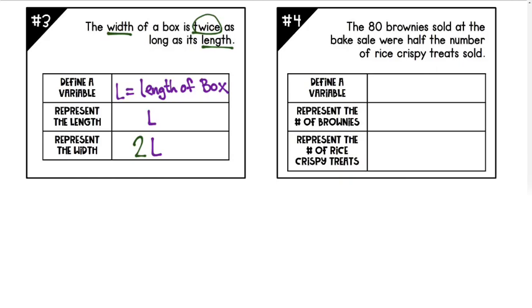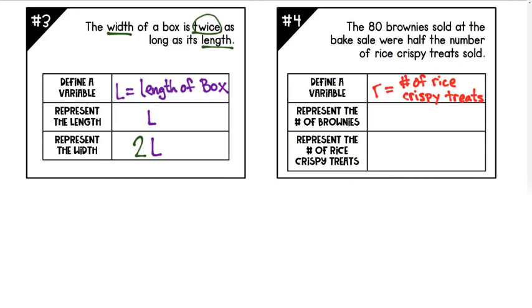Let's try that again. Number 4, it says 80 brownies were sold here at the bake sale, and were half the number of Rice Krispie treats sold. So if I take that information, I need to define a variable. So I'm going to go ahead and pick Rice Krispies. So R equals the number of Rice Krispies sold.